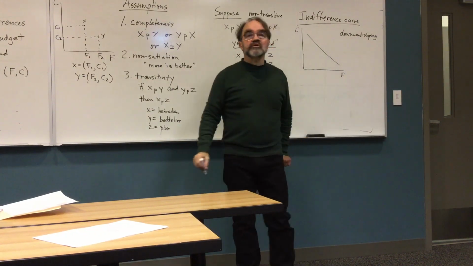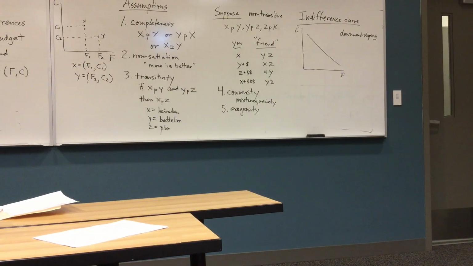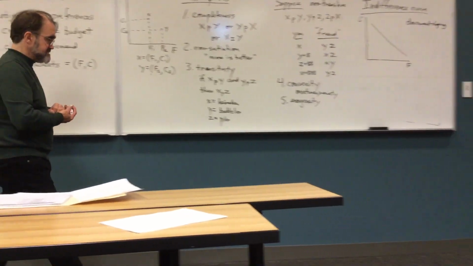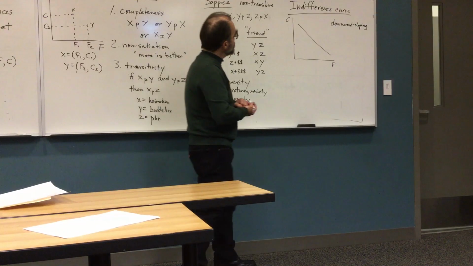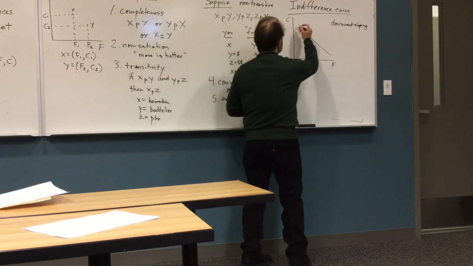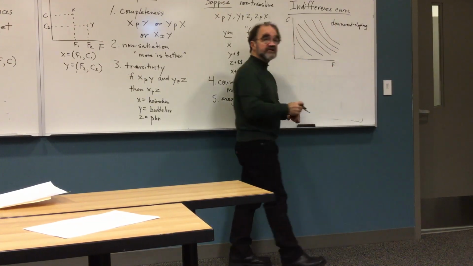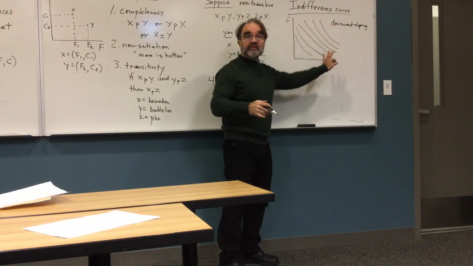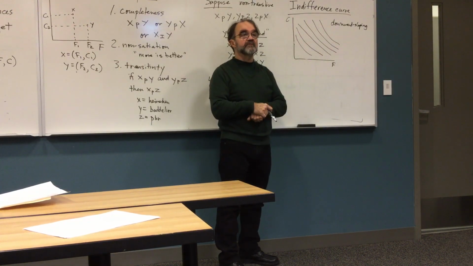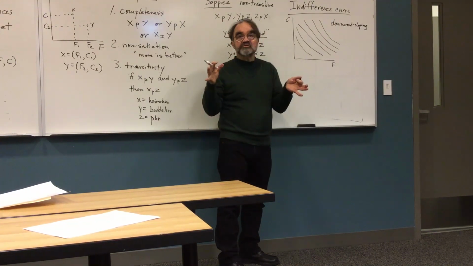Okay, so let's talk more about the shape of the indifference curve. We can talk about an indifference map. The indifference map is the set of all of the downward sloping indifference curves that cover every point in the quadrant. That would be a description of the consumer's preferences.